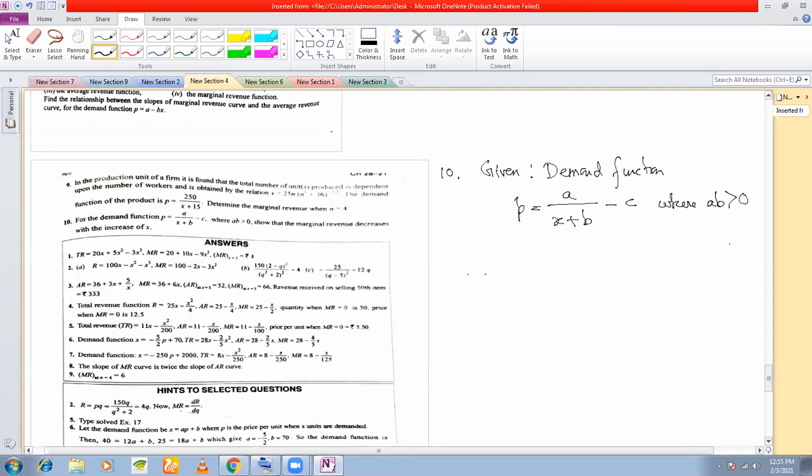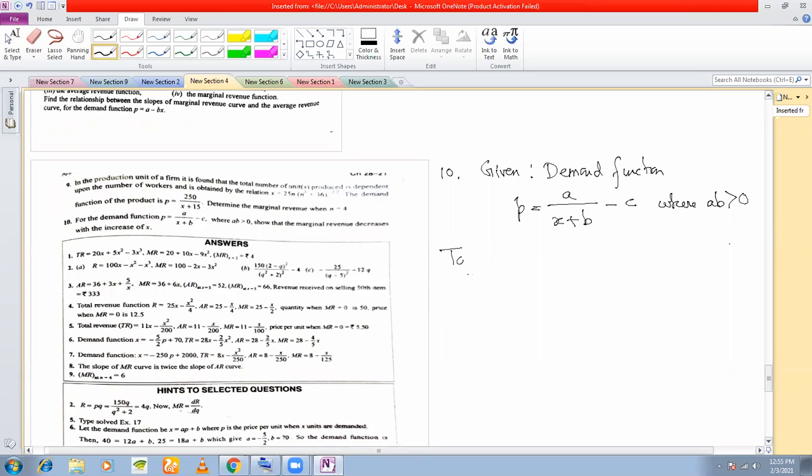dy dx is less than 0. dy dx is negative for a decreasing function, isn't it? If y is a function of x, then dy dx has to be less than 0 for a decreasing function. That means here if I want to show that the marginal revenue is a decreasing function, then I simply need to show that d dx of MR is less than 0, right? So what we shall do here is first find out the total revenue, and then find out the marginal revenue, and then show that marginal revenue is a decreasing function.